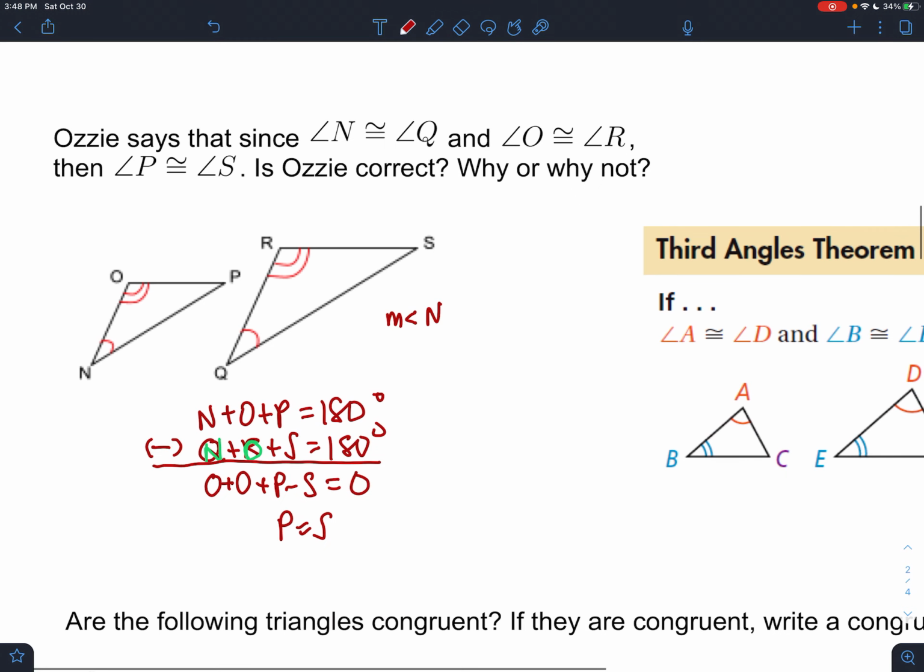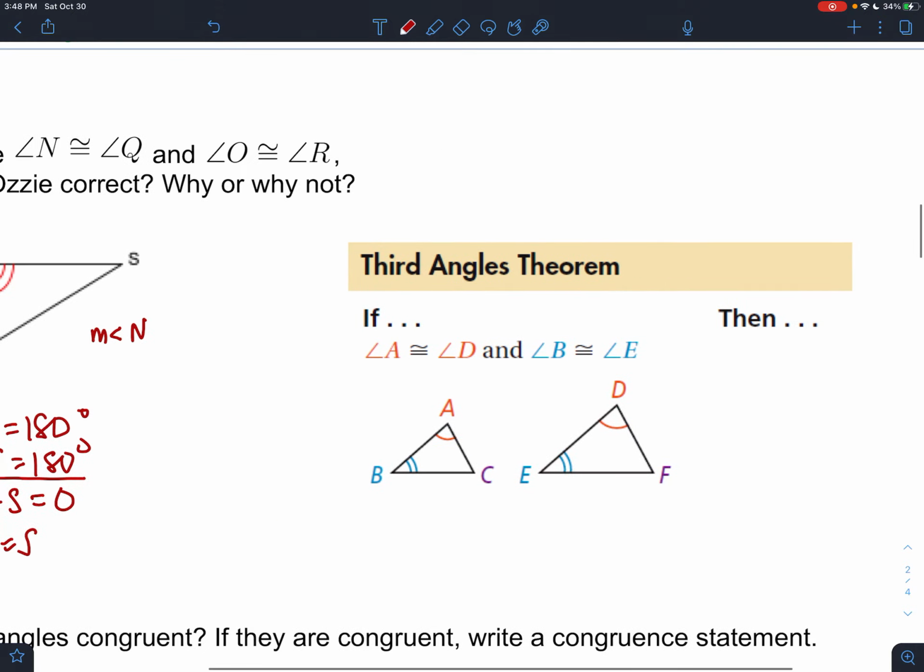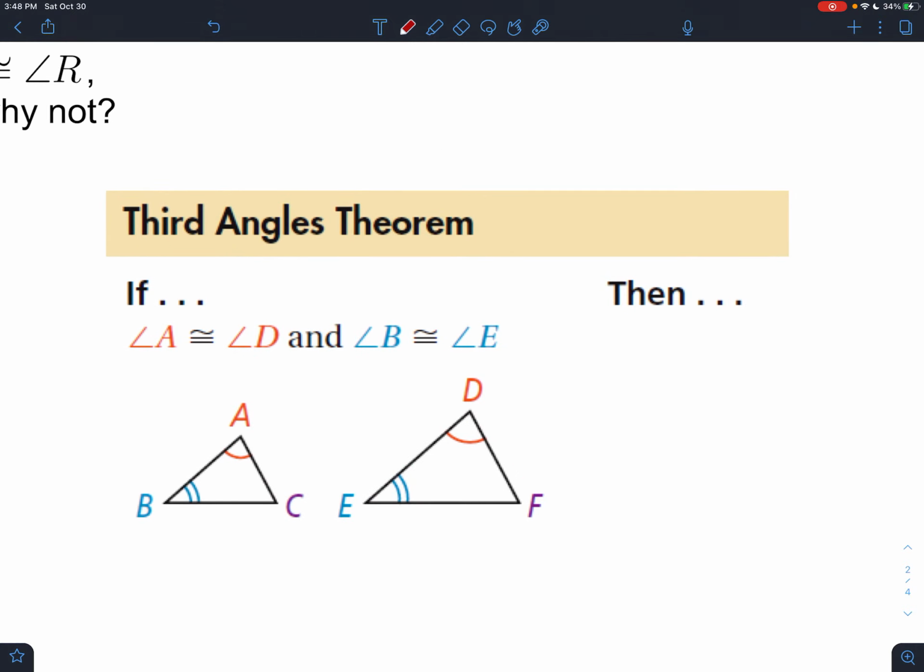Think about it. That is true. That's one way to show that Ozzy's right. But we can remember it more simply as the third angle theorem, meaning that if you have a triangle and two of the angles are congruent, the third one is also congruent as well.